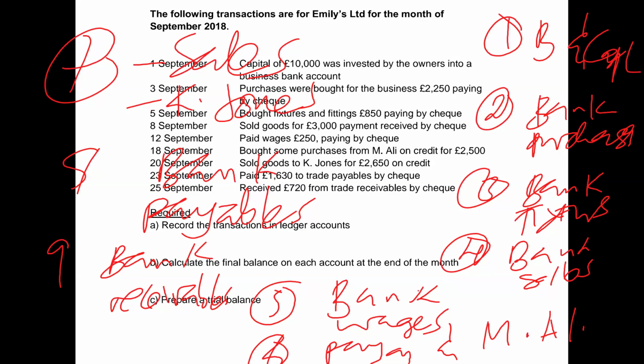Then you go to the following account. Okay, so let's start with bank then. Have you managed to list how many accounts you are going to do? Yeah, there are 7 accounts. We can start with the bank.